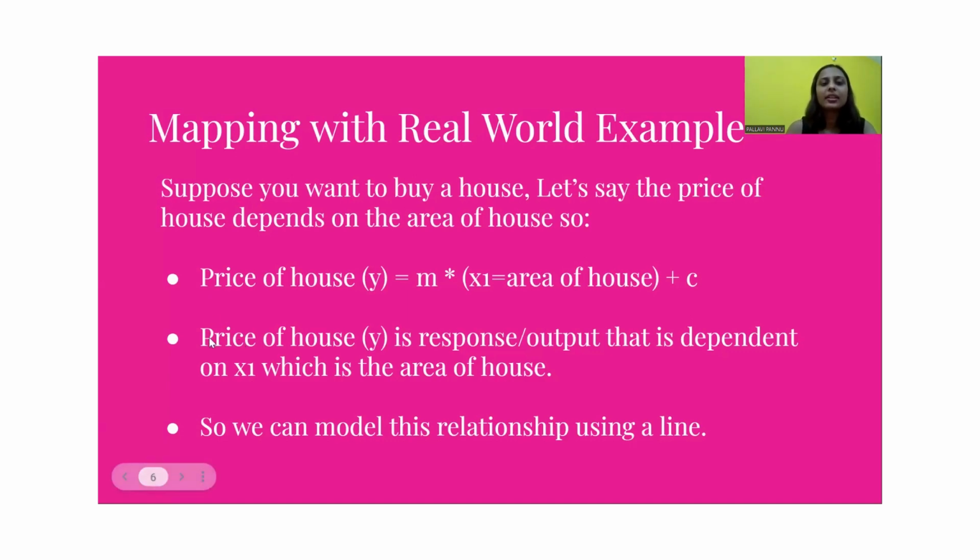So what I have written here is: price of house, y equals mx plus c, where price of house is what we are interested in predicting, and x is the area of the house that we have as input. That can vary, right? It can be any square feet area, and we want to predict the house price. This is the real world example, and we have to model this relationship using a line. That's what linear regression is doing.